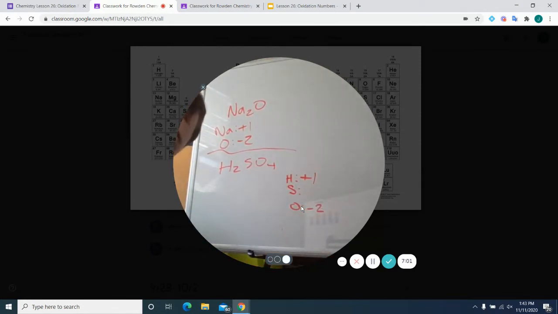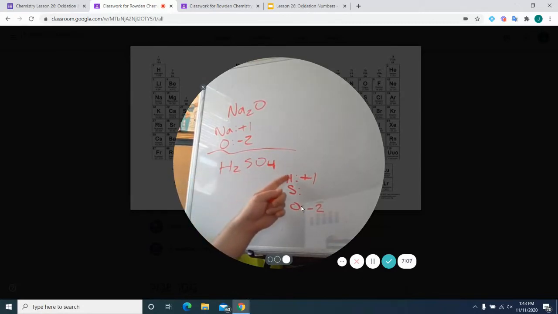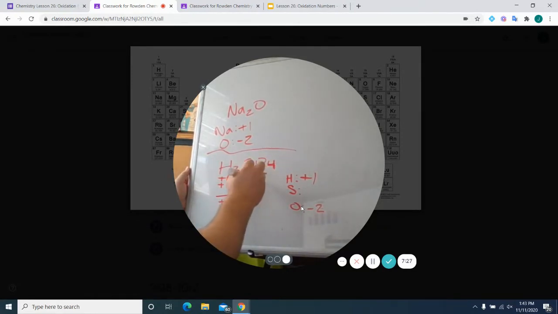So look at what the situation is. You have 4 of the oxygens, 2 of the hydrogens. We know what hydrogen and oxygen are. We need to figure out what sulfur needs to be. And remember the rule that says they all have to add up to 0. They have to balance out. So hydrogen is +1. And how many hydrogens do you have? Well, you have 2 of them. So all the hydrogens add up to +2. Oxygen is -2, but how many oxygens do we have? We have 4. So all the oxygens add up to -8.